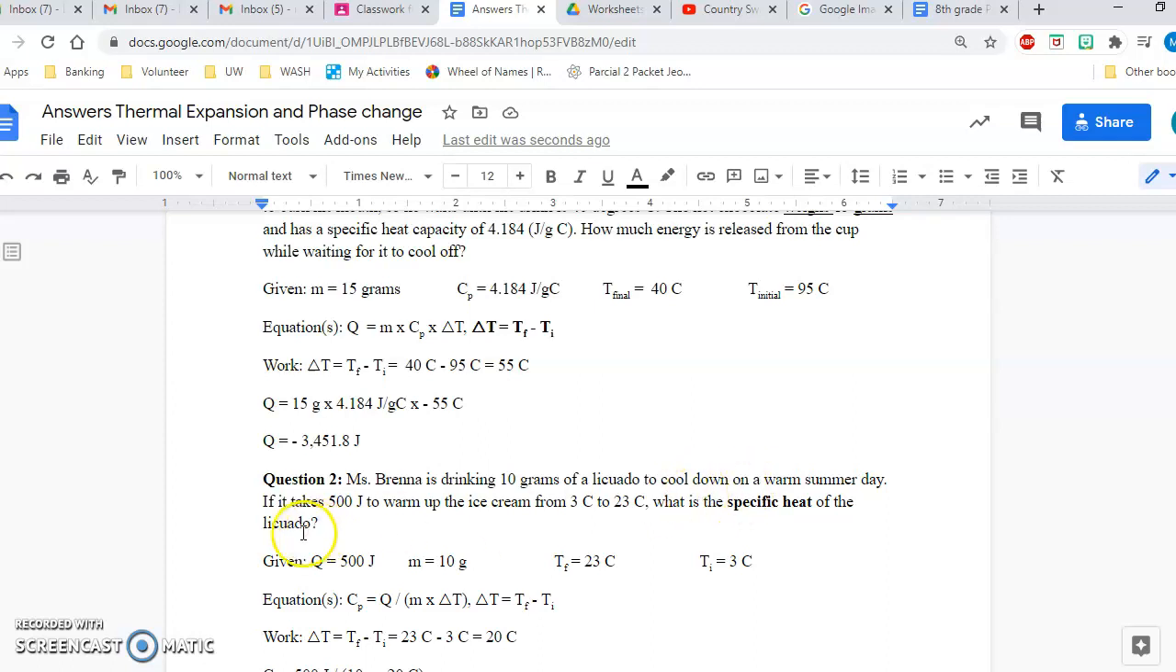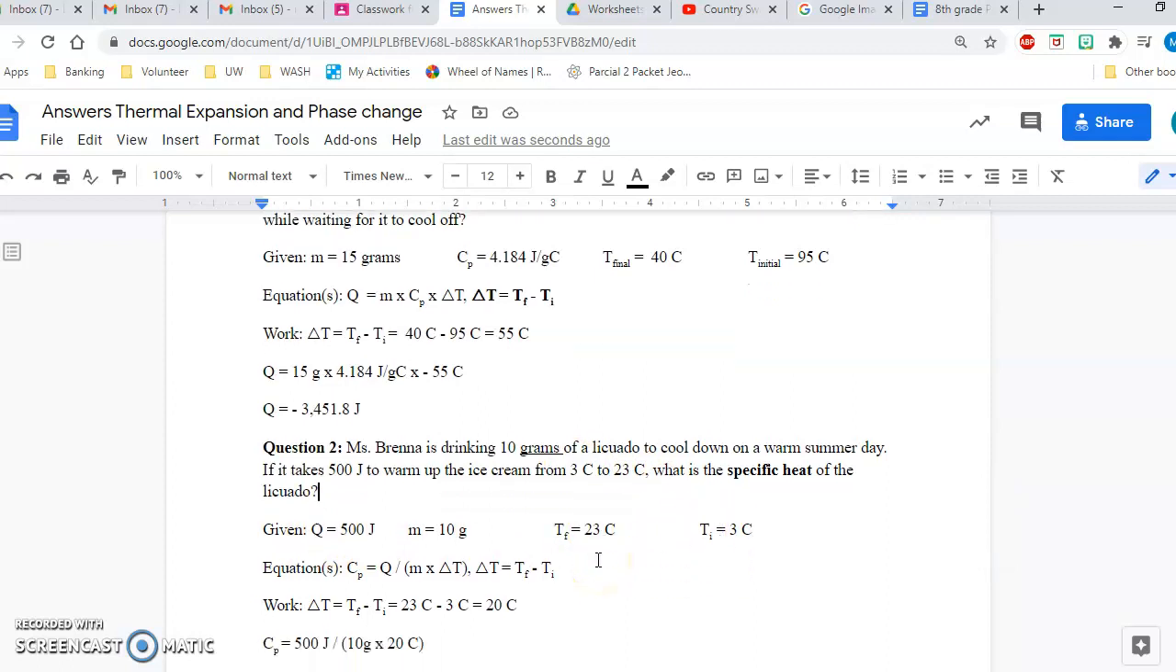So again, the hard part is finding what's given. Anytime we see a J, we're going to be doing Q. It's related to Q. So anytime we can see a J for joules, we're going to be talking about Q. So Q is 500 joules. Mass, well, right away it says is drinking 10 grams. And remember, grams is mass. And then our TF is where we stop, which is 23, and TI is where we start, which is 3 degrees. So we end at 23, start at 3.